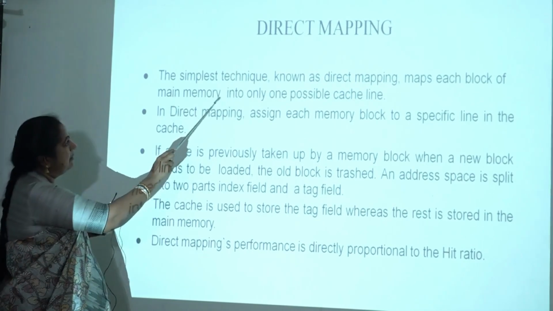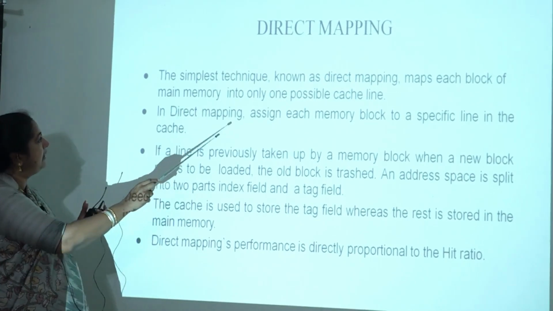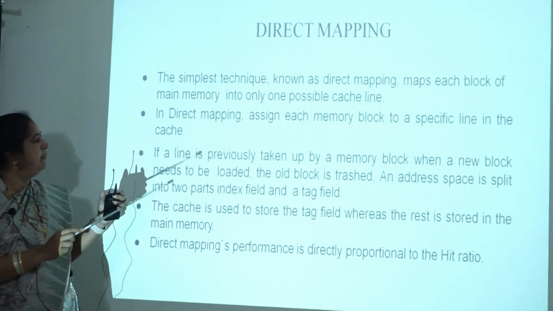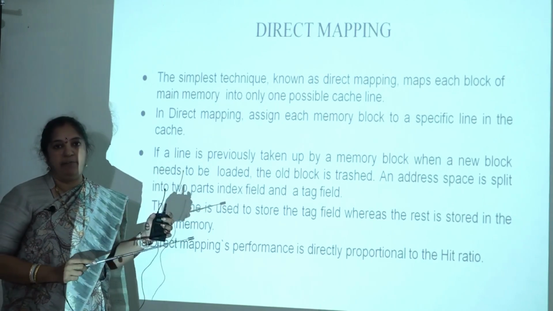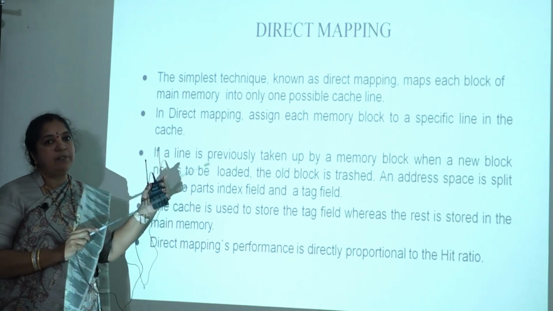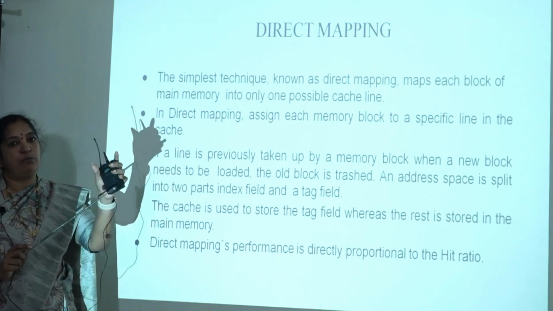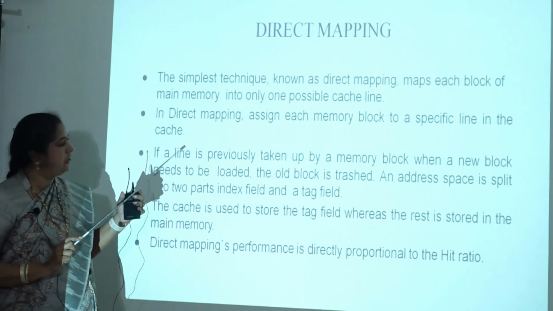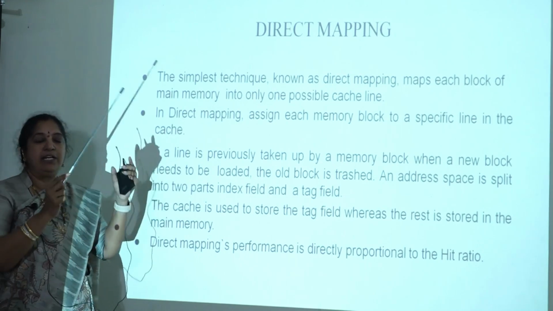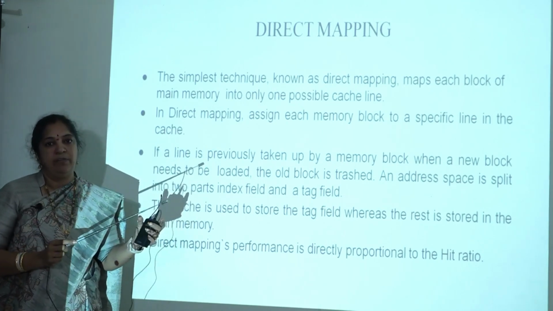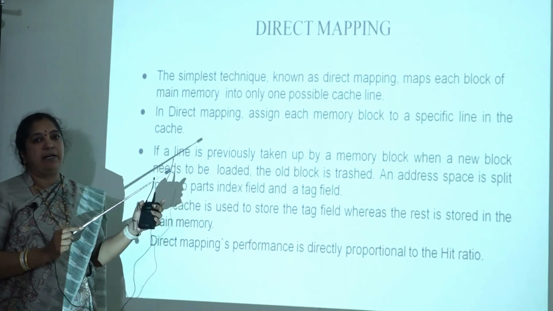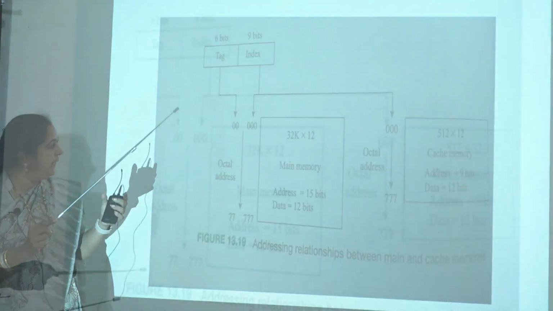Whereas, comparatively, the direct memory technique is the simplest technique, and here it maps each block of the main memory into only one possible line. In associative memory any line we can store, but here only one line we will use to store one piece of related data. Here we are taking the address and dividing it into two parts: one is the tag part and the second one is the index part. This index part we will use to compare.